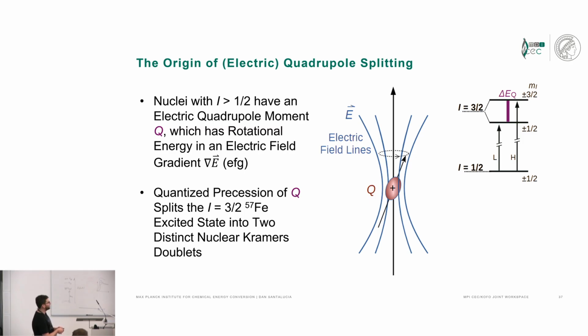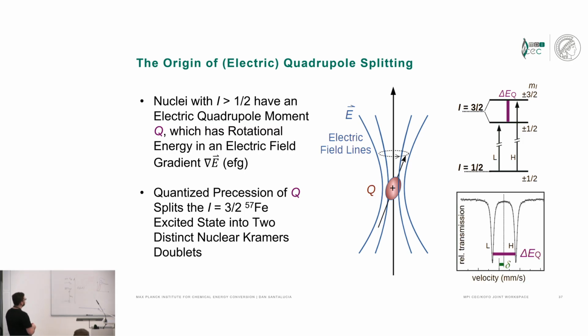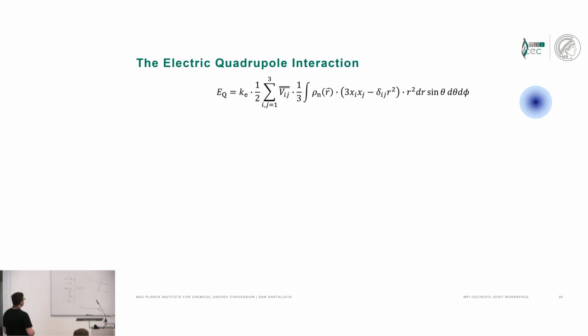And this is the origin of the quadrupole splitting effect in Mössbauer, because now from the ground nuclear Kramers doublet to the excited, we have two different possible energies, a low energy and a high energy. That's going to lead to two peaks. And that's what it looks like in the actual spectrum, the low energy and the high energy. The midpoint between these two peaks will become the isomer shift. That's what the quadrupole splitting looks like.